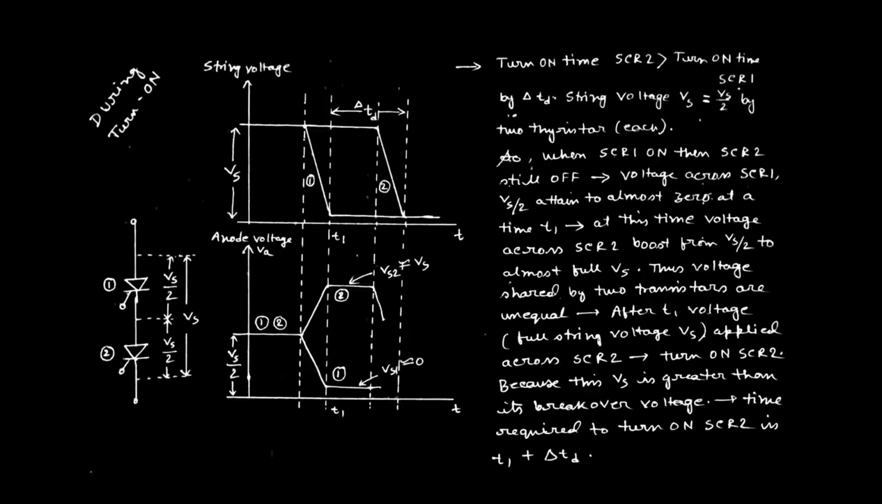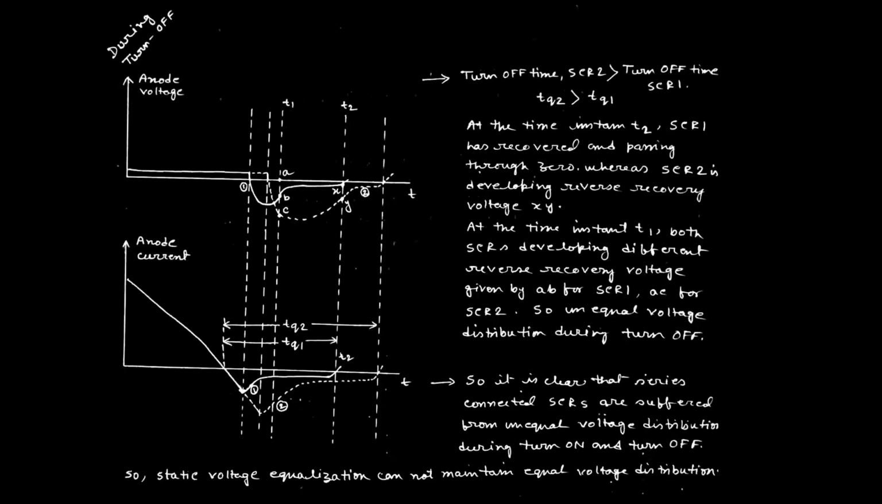Now I am talking about the turn off process. The same thing can happen for the turn off process also. During turn off, we know the SCR can be turned off by reducing the anode current to around the holding current. Suppose we assume the turn off time for SCR2 is large with respect to the turn off time for SCR1, defined as TQ2 for SCR2 and TQ1 for SCR1.